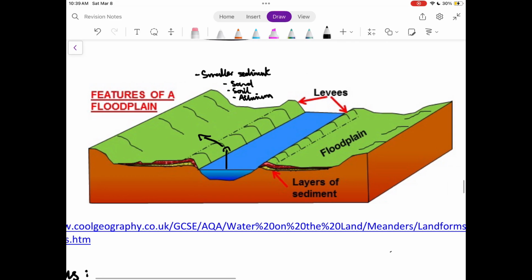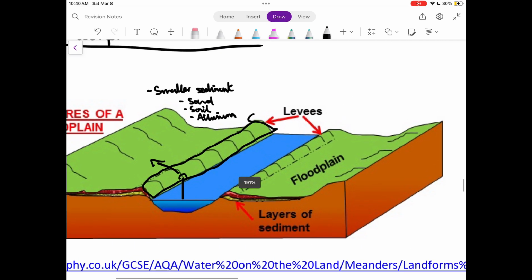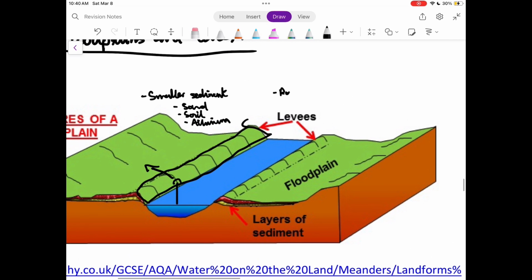Another thing you need to know is how levees form. When the water flows into the floodplain, it has less energy, so it will deposit the hard rocks and boulders on the banks of the river. This is what levees are. Levees are basically raised banks formed from large boulders.